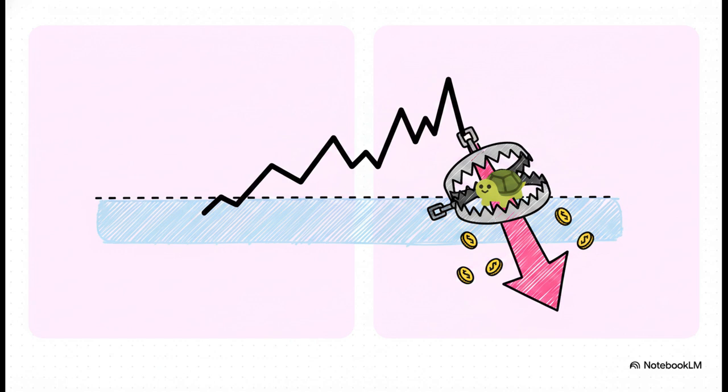But the source introduces this brutal institutional counterattack known as turtle soup. Basically, institutions will intentionally push the price just a few points past that high just to trigger the retail breakout buyers. And once those retail traders are trapped in their new positions, the institutions reverse the market hard in the completely opposite direction, essentially consuming all that retail liquidity.